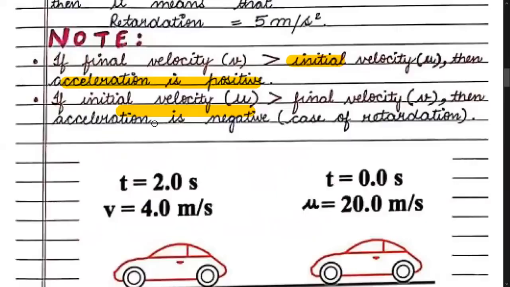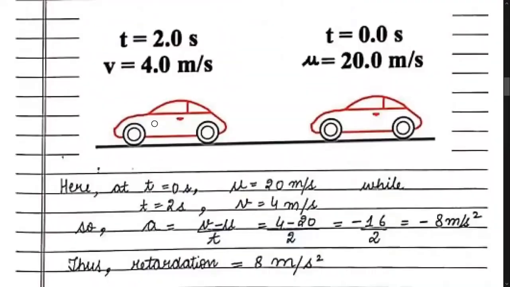Now, see the diagram shown to you. Children, in this diagram, you can see a car which at 0 seconds was at 20 meters per second speed, and after 2 seconds, its speed has become 4. So earlier it was 20, now it is 4. So what is happening here? You must be applying brakes. You are decreasing the speed.